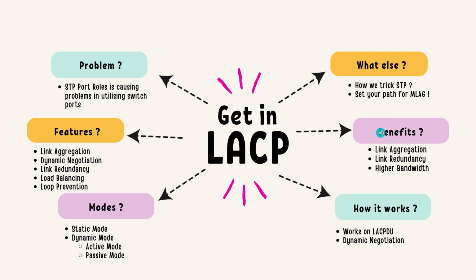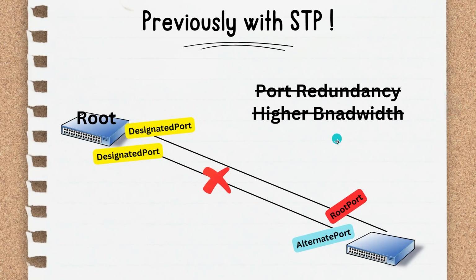What are the benefits? The main benefit is that it provides link aggregation, and it basically tricks the STP. So let's see how it tricks the STP. Previously with STP, we could get port redundancy or higher bandwidth only in this kind of situation.